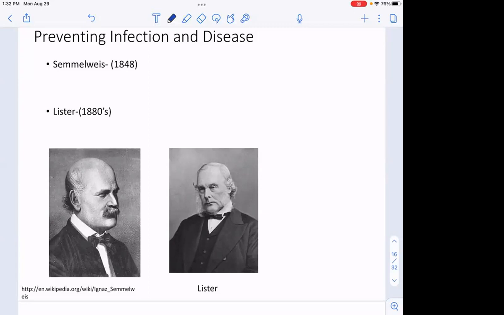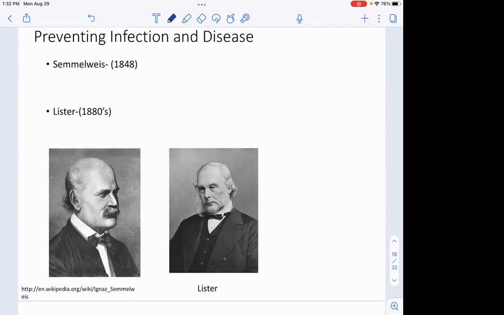30 years or so later, I think this was like 1880s, he took note of that. Someone must have written it up somewhere, and he advocated hand washing with carbolic acid, which is phenol.